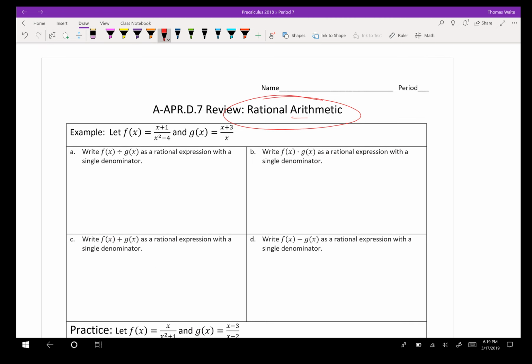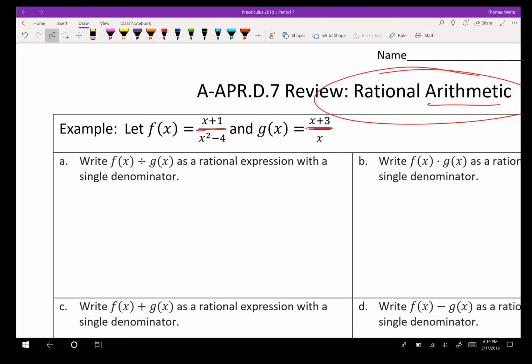When we talk about arithmetic, we're talking about add, subtract, multiply, and divide. So those are the four operations we need to be able to do with these rational functions, because they have a division. They're being divided. Alright, so let's jump right in with the first one. f of x divided by g of x.